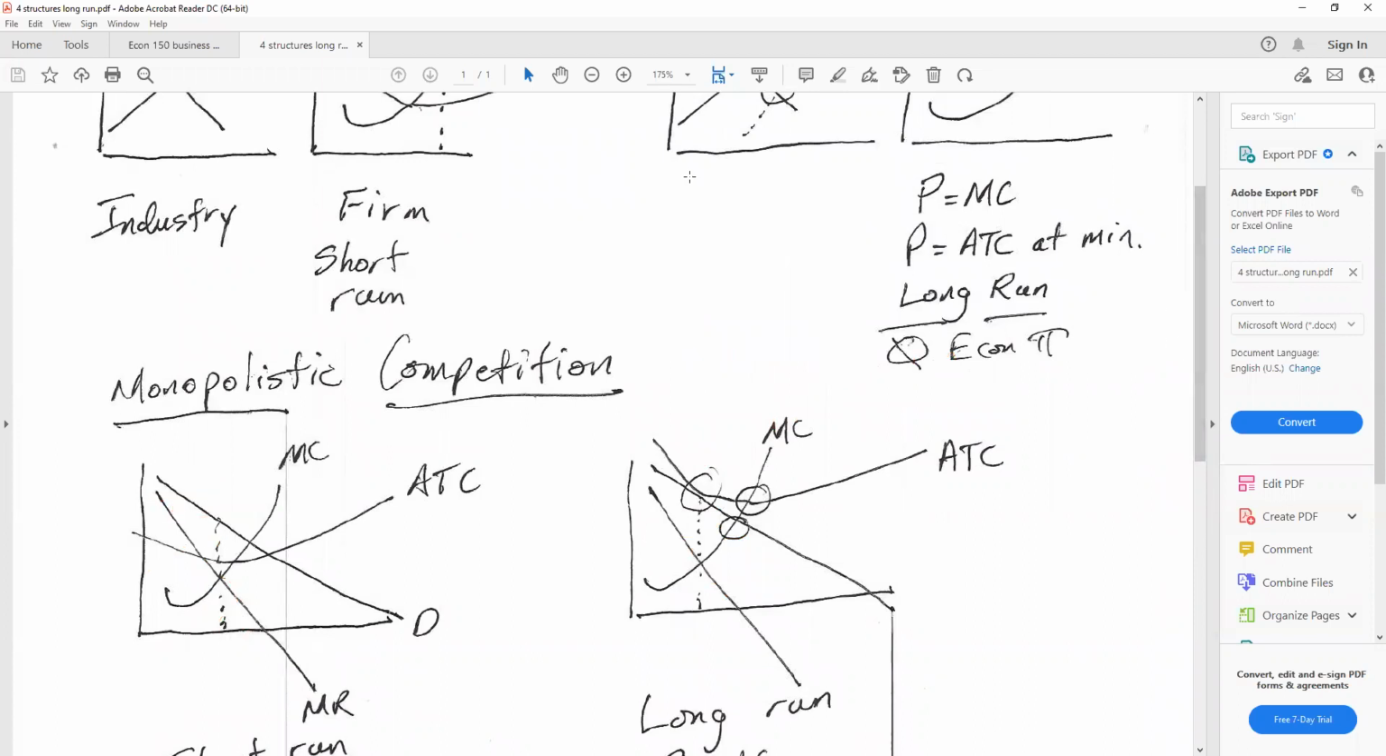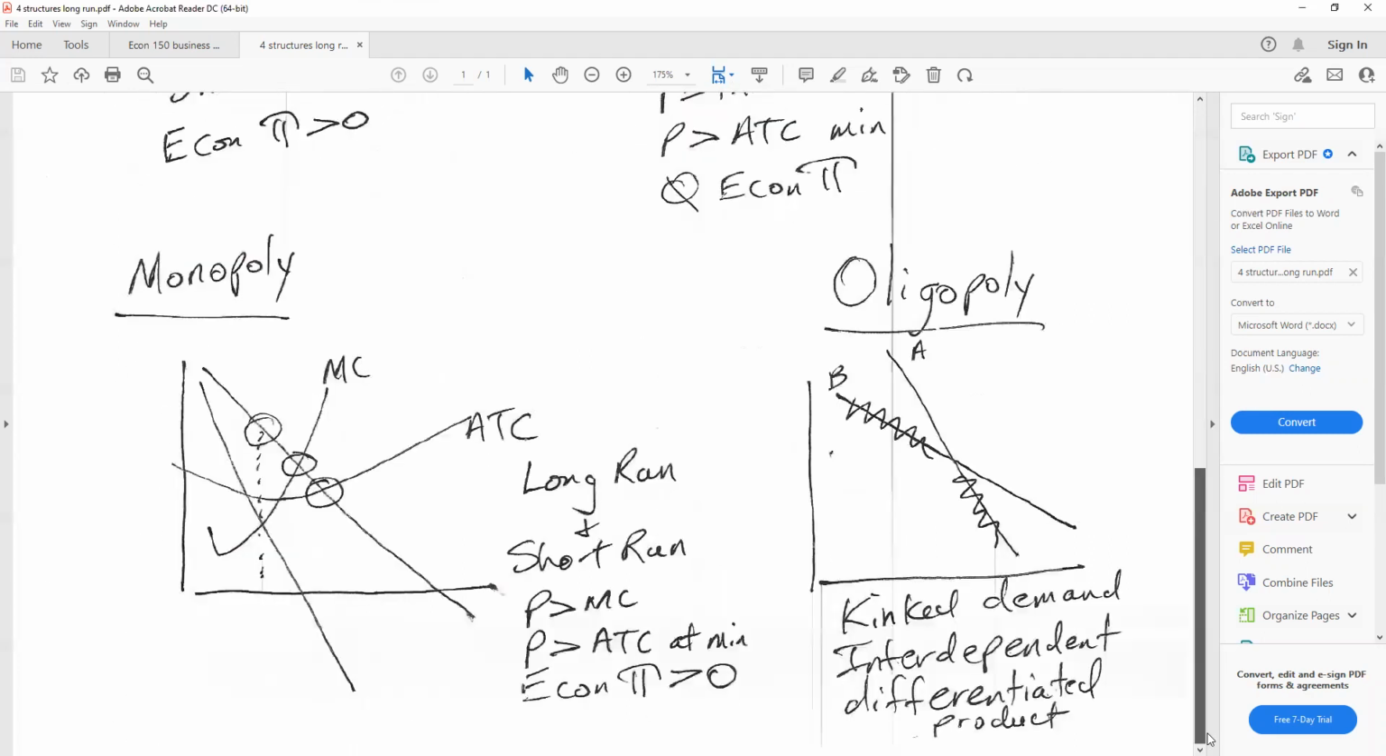All right, next, let's take a look at monopoly. With monopoly, we have one seller, a unique product, high barriers to entry, and they have market power. They set their own price, but take a look at their demand curve. Their demand curve is still downward sloping, and the marginal revenue curve is still below the demand curve. And the profit maximizing rule still applies. It's going to be where marginal revenue equals marginal cost.